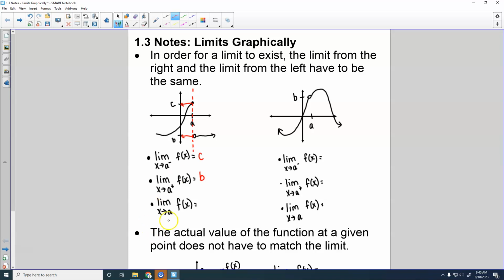But if I'm asked for the limit as x approaches a of f of x, from the right side I go to c, and from the left side I go to b. From both sides, I can't give an answer for that, right? Because it's not the same. So for this, we would say does not exist.